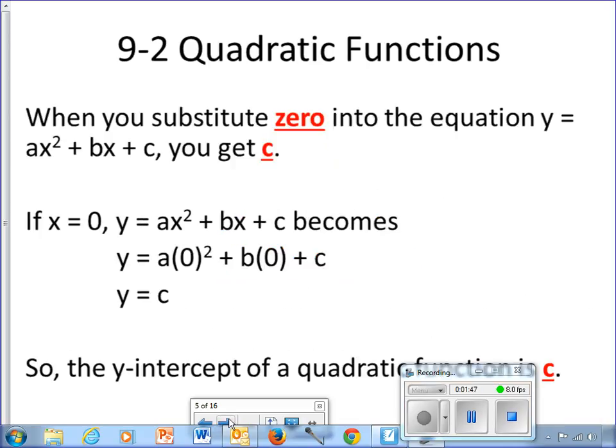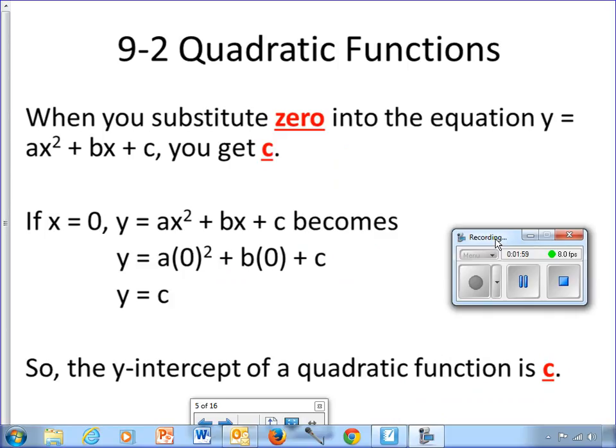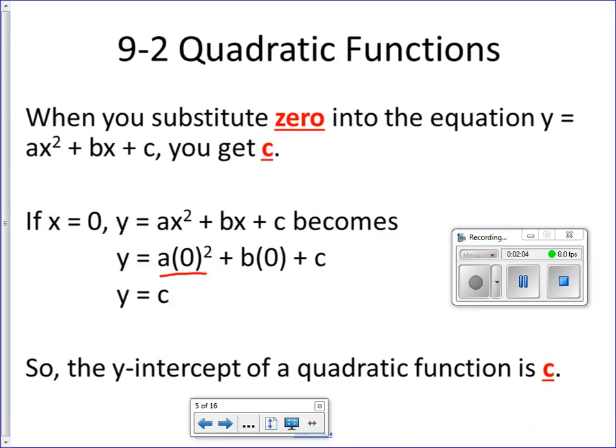When you substitute 0 into the equation y equals ax squared plus bx plus c, and down below we have shown that, if we put 0 in for x, a times 0 squared would be 0, b times 0 would be 0, and so we get y is equal to c. So in these cases, the y-intercept of a quadratic function is c.